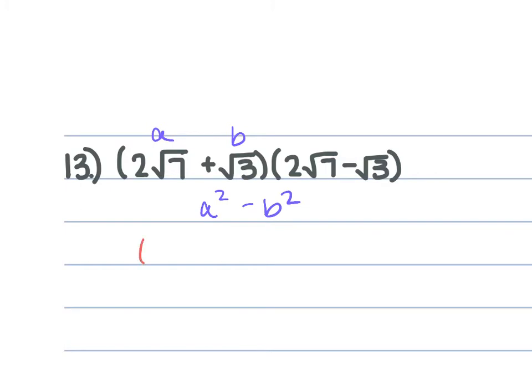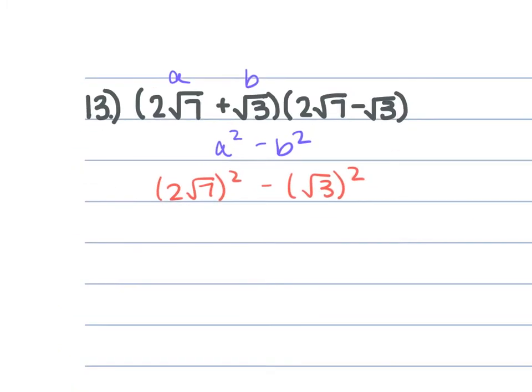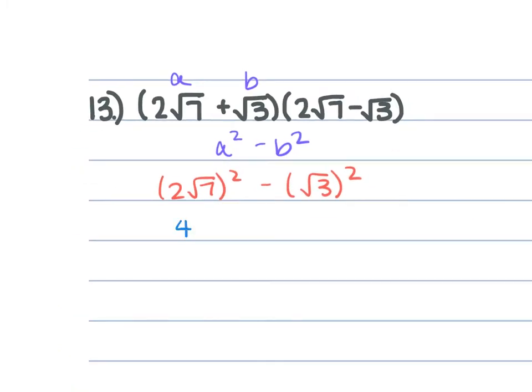So we are going to have 2 square root 7 squared minus square root 3 squared. So 2 square root 7 squared is 4 times 7, and the square root of 3 squared is just 3. The 4 times 7 is 28 minus 3 gives us 25.